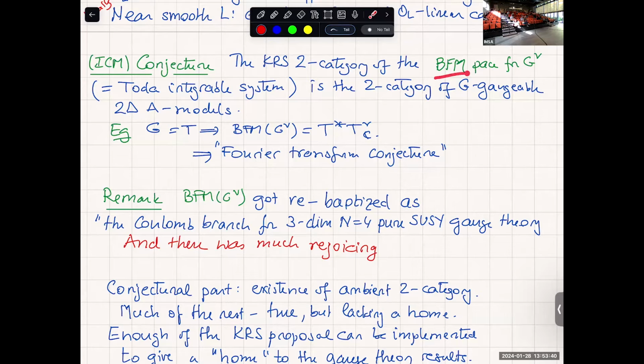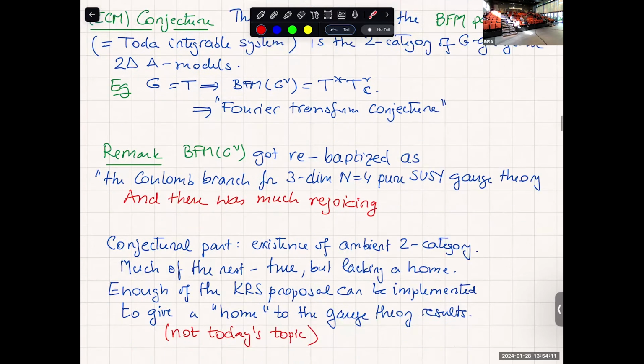I had called it a BFM space because it was described topologically by Bezrukavnikov, Finkelberg, and Mirkovic, 2005 or 6, I think. But I think meanwhile it's been rebaptized as the Coulomb branch for three-dimensional N equals 4 pure supersymmetric gauge theory. And there was much rejoicing. The lesson is, don't try to compete with physicists for naming things. No. They're in a different league. No, not going to happen.